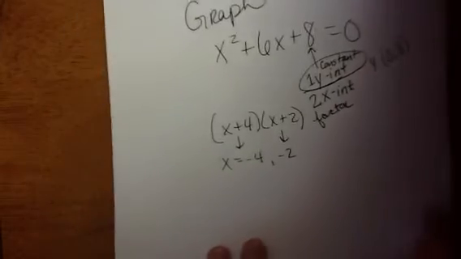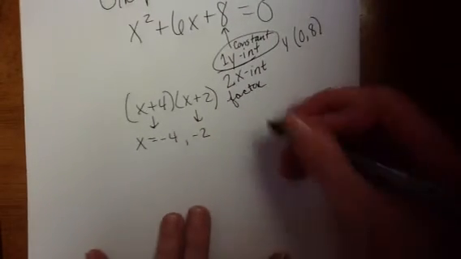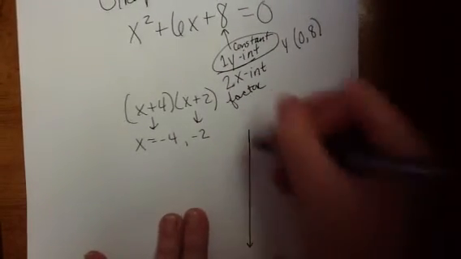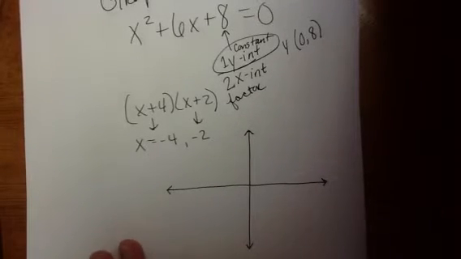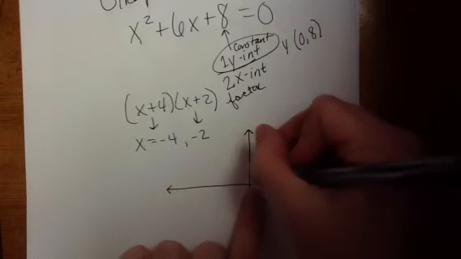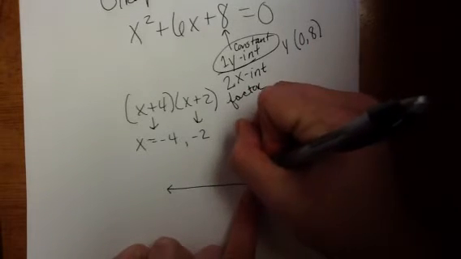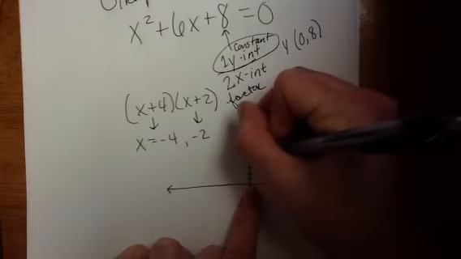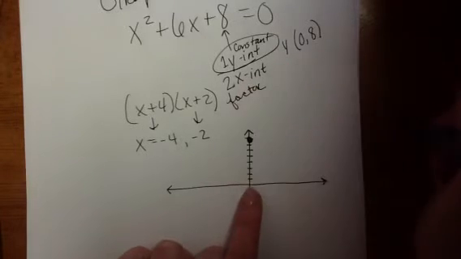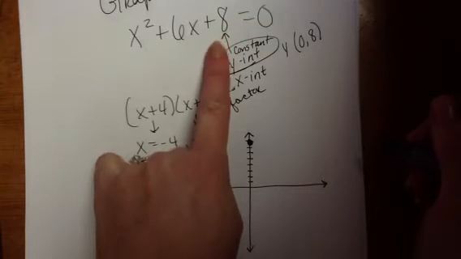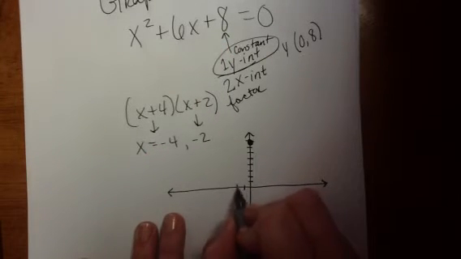So then we look at a graph, and I'll just draw one here. And we go to a positive 8, and I'm just going to estimate: 1, 2, 3, 4, 5, 6, 7, 8. So that's my y-intercept that came from the constant right here. And then -2 and -4.